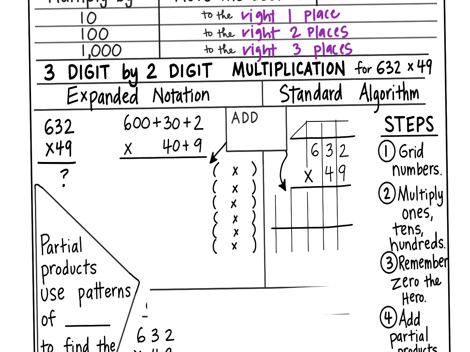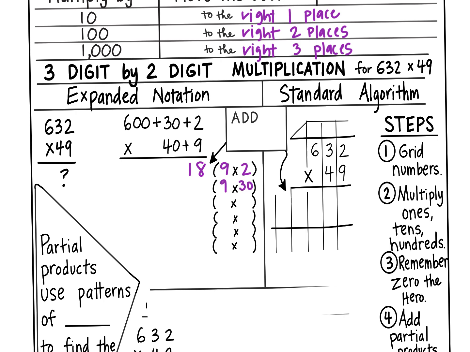All right, so the first thing I'm going to do is I'm going to start with my ones place on the bottom. So I'm going to start with the 9, and I'm going to multiply it by the other ones place. So I'm going to do 9 times 2, which is 18. Then I'm going to take the 9 in the ones place and multiply it by the 3 in the tens place, which is like multiplying 9 times 30.